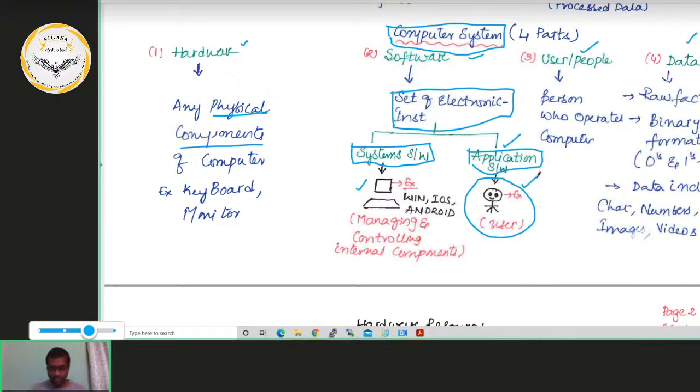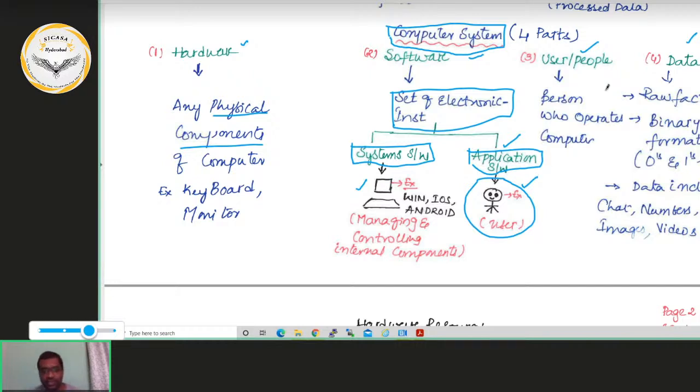If a software is used for the purpose of managing the system and its internal components called hardware, that type of software is called a system software. If a software is used by the user to perform a user's task, then it is called an application software. Examples of system software: Windows, iOS, Android, etc. What do you mean by application software? Tally is an application software. Any gaming software is an application software.